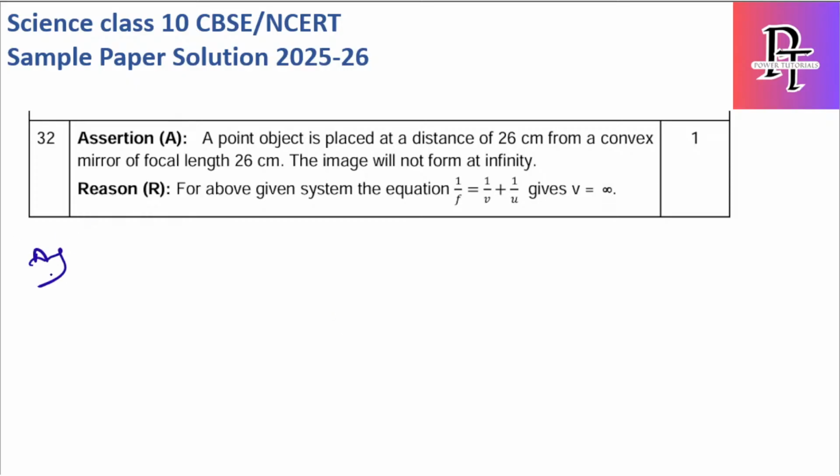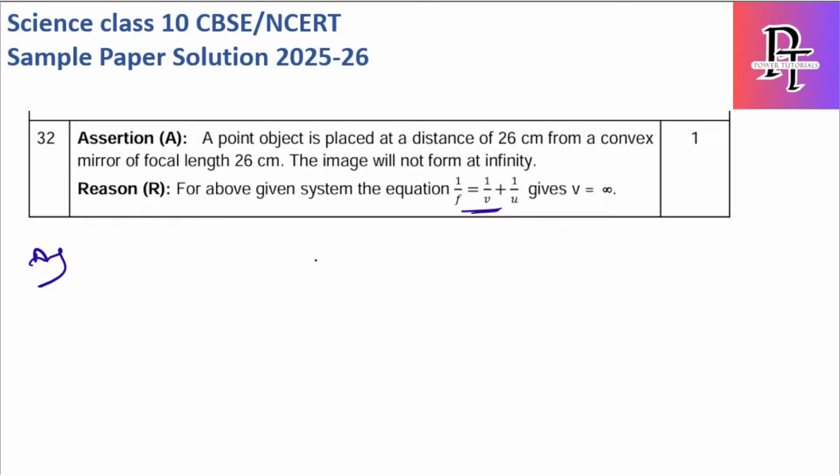An object is placed at a distance of 26 centimeters from a convex mirror of the focal length they have provided; the image will not form at infinity. We need to check whether this is true or false. Okay, what about the reason? For any given system, the equation 1 by f is equal to 1 by v plus 1 by u gives v as infinity. We'll see whether it is giving infinity or not, but formula wise it is correct.